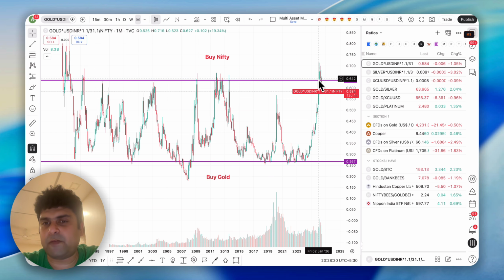And I've been telling right from this point that if Nifty has to go down now, gold has to go down also, right? So both asset classes would go down, but even if both asset classes go down, Nifty would not go down as much as gold. Okay, so that is the ratio, right? This is a ratio chart.